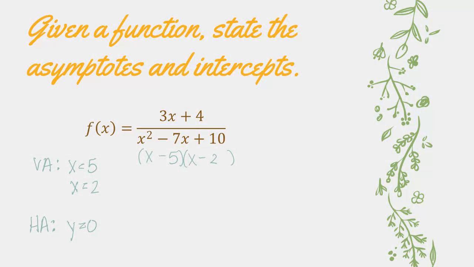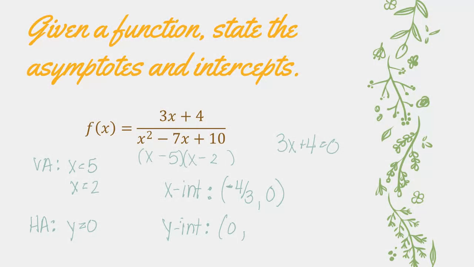Okay? Let's find the x-intercept. Remember, the x-intercept is when the function is equal to 0. And for this function to be equal to 0, the numerator would be equal to 0. So we just figure out what value makes 3x plus 4 equals 0. That would be negative 4 over 3. Also remember that the intercepts are points. The x-intercept is when y is equal to 0, and the y-intercept is when x is equal to 0.